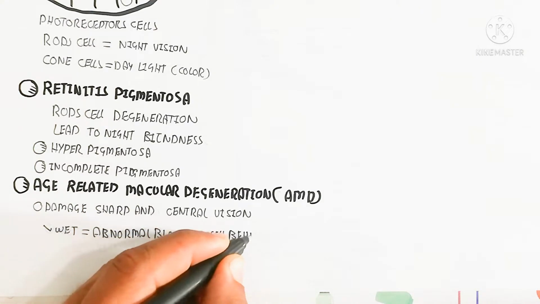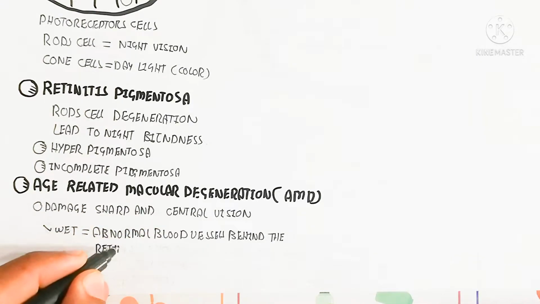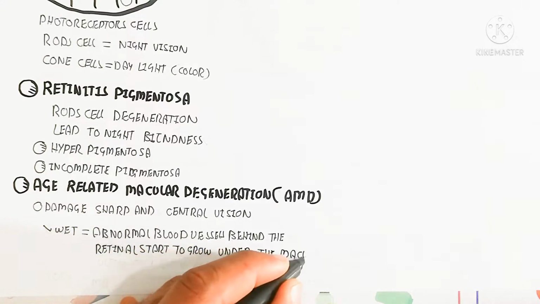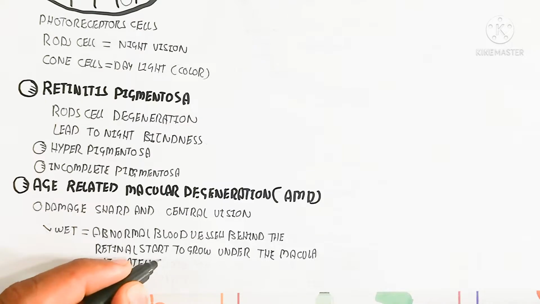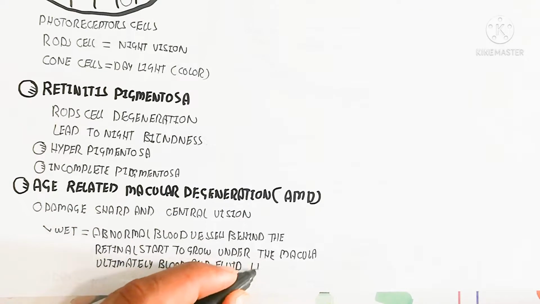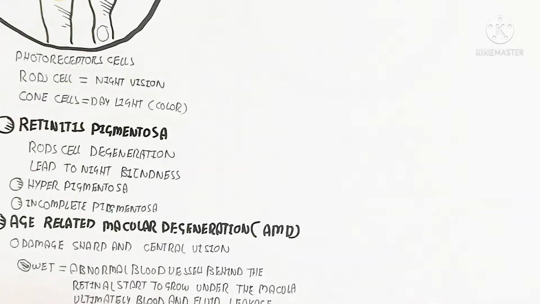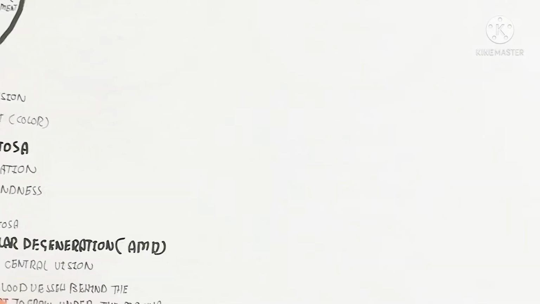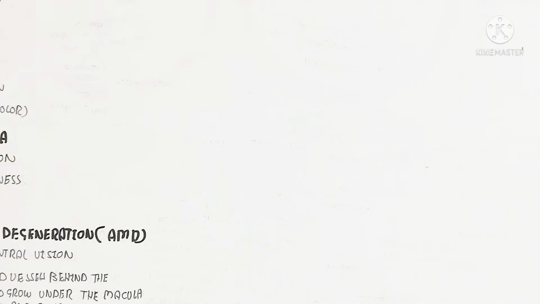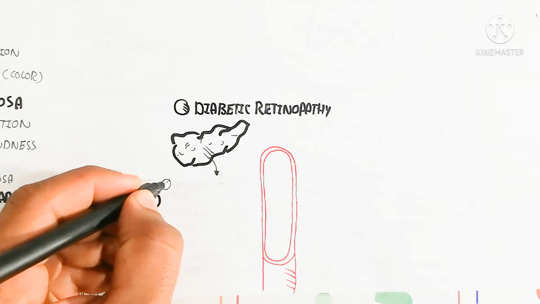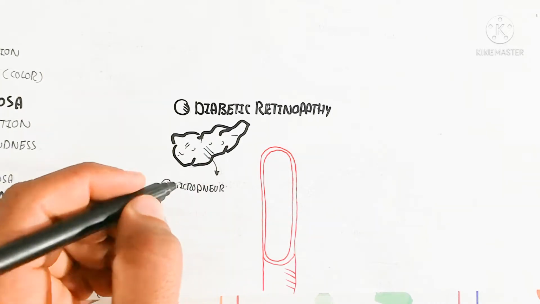due to the decrease of rod and cone cells. It can be wet, where abnormal blood vessels behind the retina start to grow under the macula. Ultimately, blood and fluid leakage will create blindness, while the dry type is where the macula becomes thin due to aging, so blurry vision will occur. So remember, the macula makes the fovea, and the fovea contains rod and cone cells for light detection.